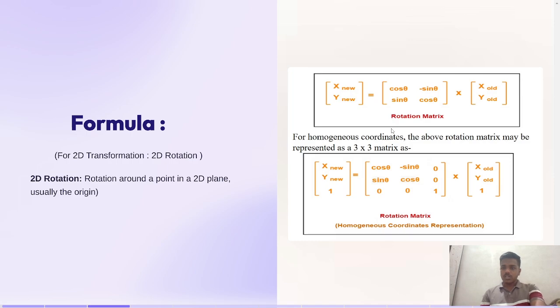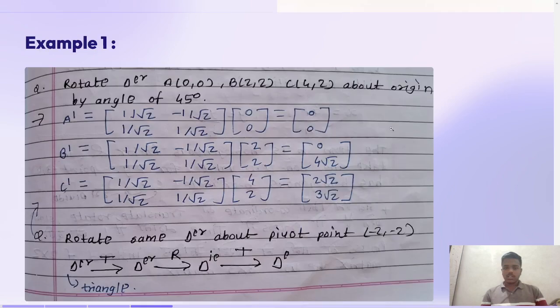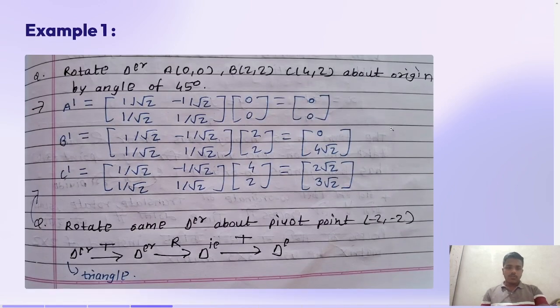First, cos theta, minus sin theta, sin theta, cos theta. We know cos 45 is 1 by root 2, and minus sin 45 is minus 1 by root 2. So put in the values and get the answer. So these are the points A', B' and C'. This is the answer for this question.